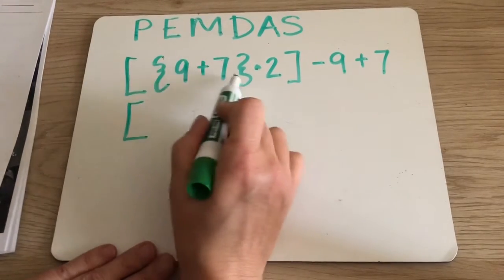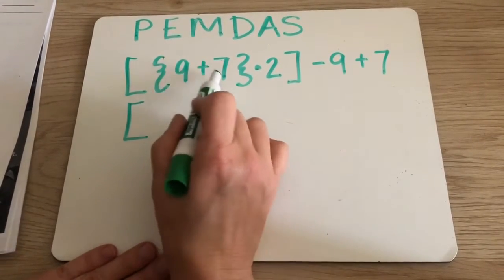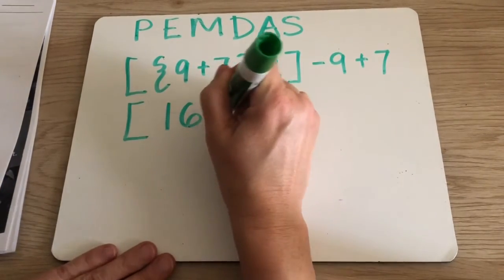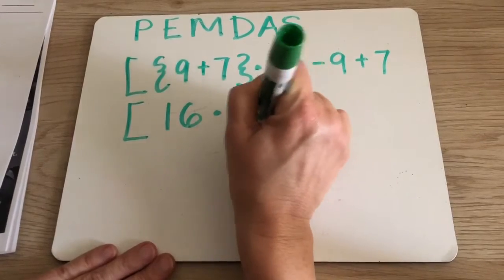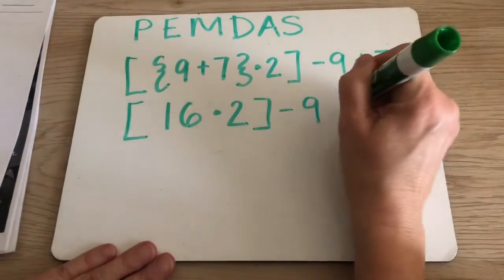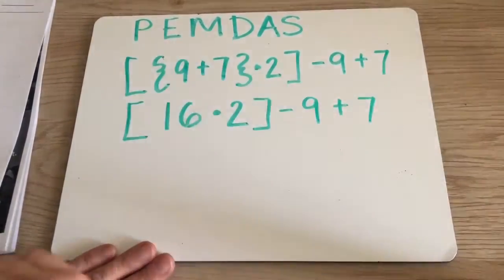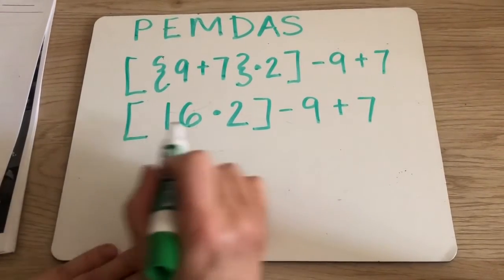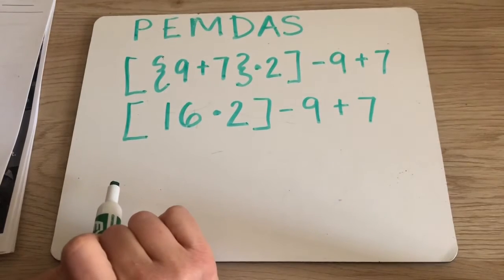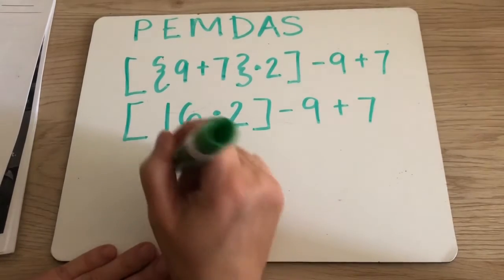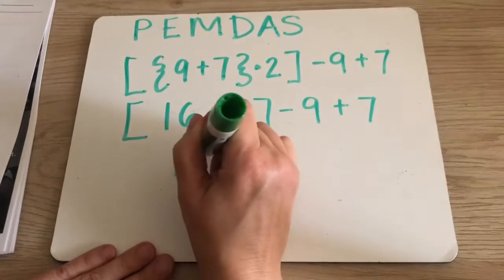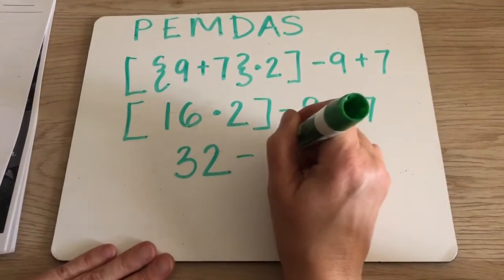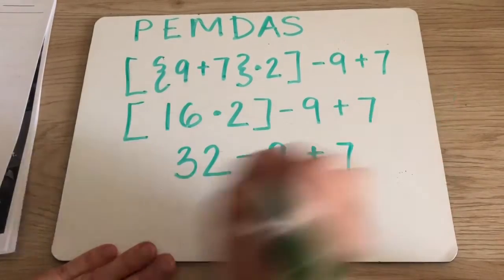We're going to get rid of what's in the braces, so we'll do 9 plus 7 is 16 times 2 minus 9 plus 7. The next thing we're going to do is what's in the brackets. So we'll do 16 times 2. And then we'll keep the rest of it, minus 9 plus 7.